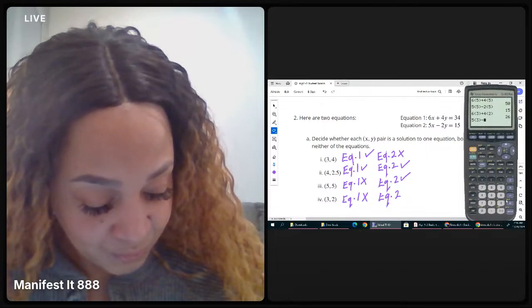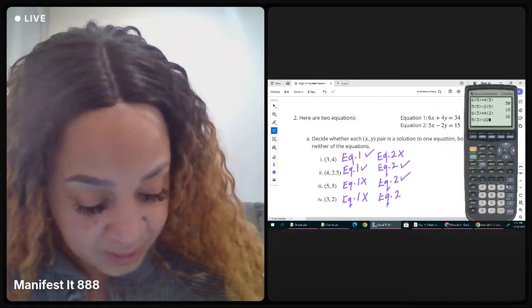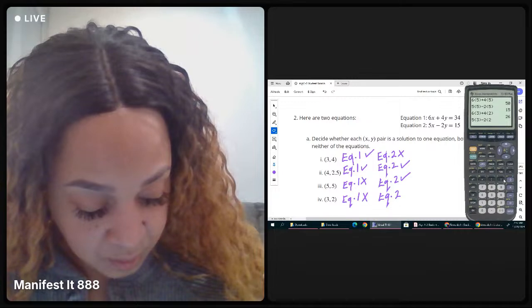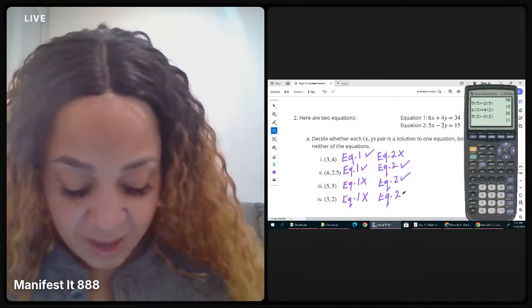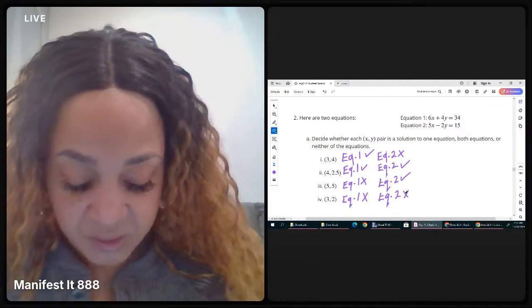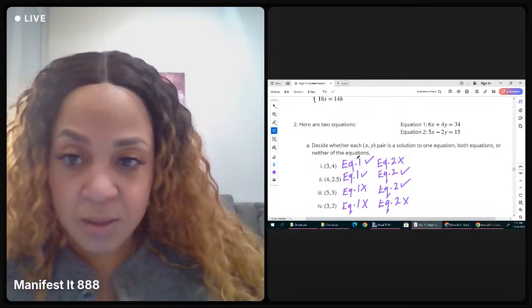minus 2 parentheses y, which is 2. And is that equal to 15? It is not. All right, so the last case we have it not working in either equation.